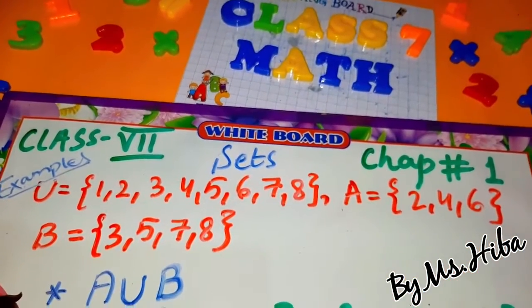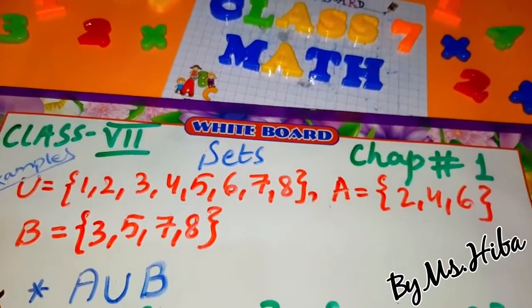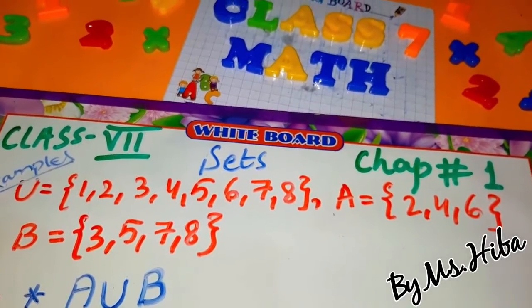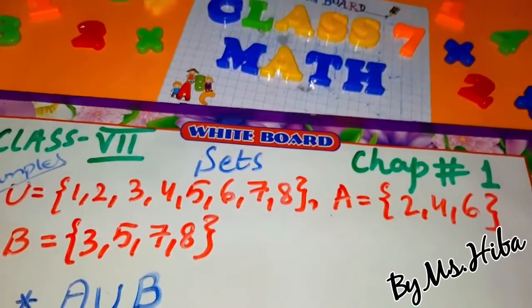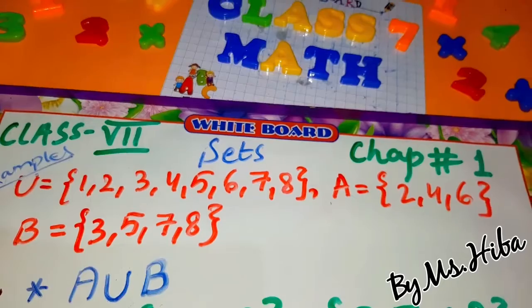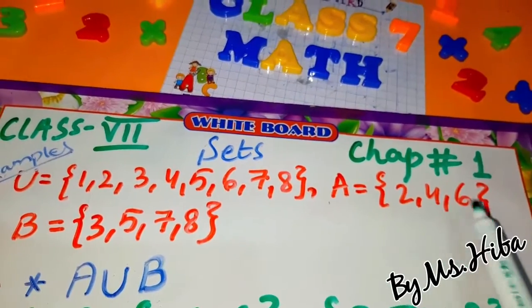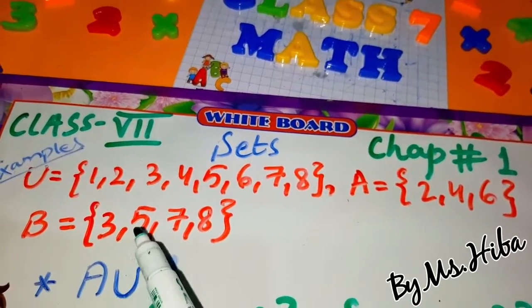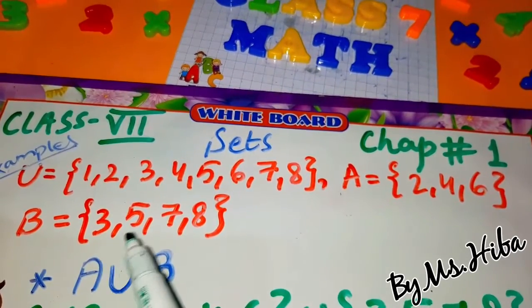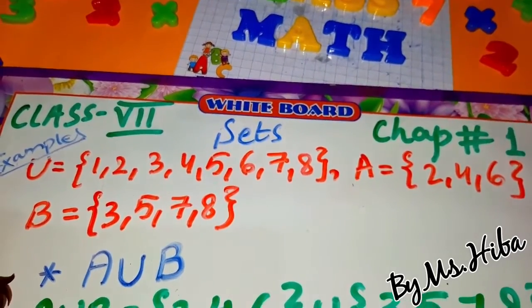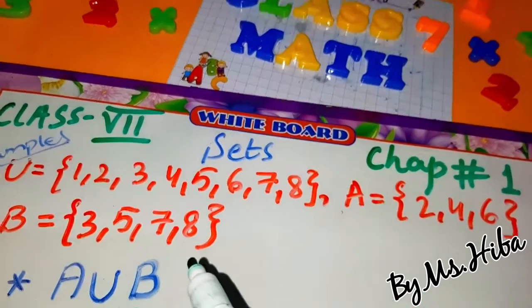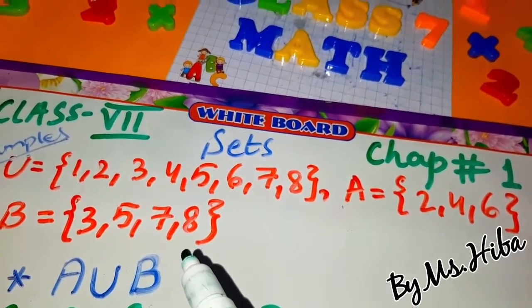Now let's solve some examples. Here we have a universal set which contains elements 1, 2, 3, 4, 5, 6, 7, 8, and set A which contains elements 2, 4, 6, and set B which contains elements 3, 5, 7, 8, and we need to find A union B for the following sets.